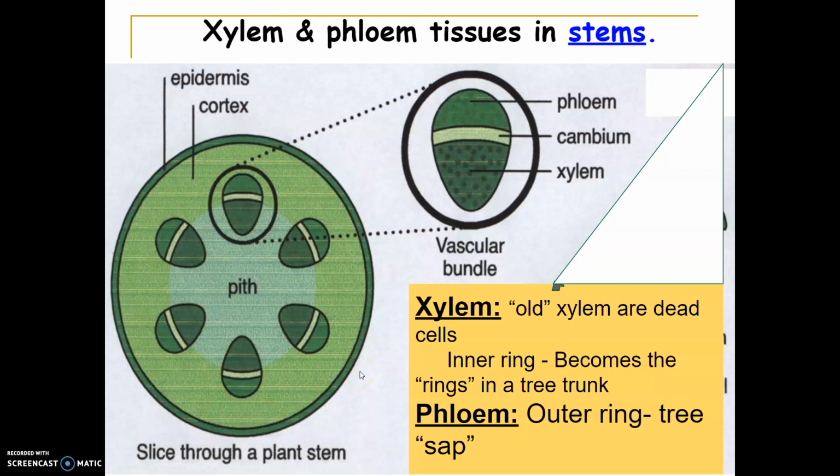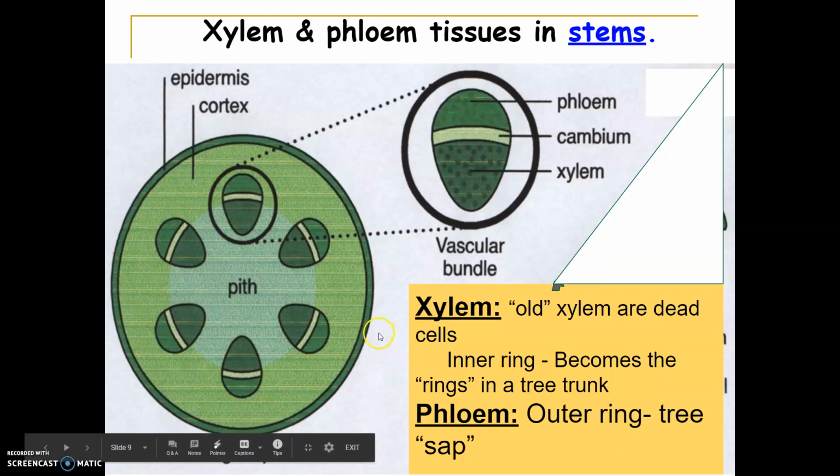Here's another just cartoony picture of what xylem looks like. Xylem is actually made of dead cells, and they do become the rings of the tree. So as a plant grows, it's going to add girth to it. So it'll add a new row of cells out there, and that becomes the tree ring.